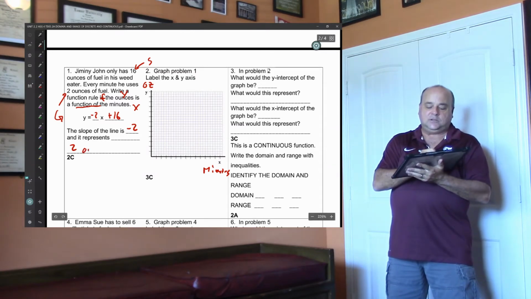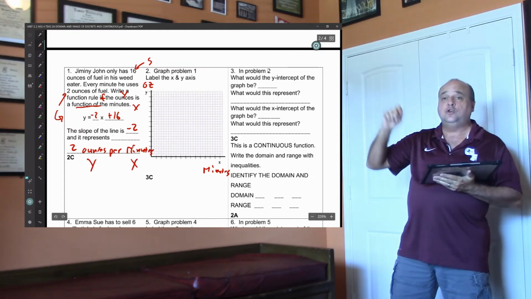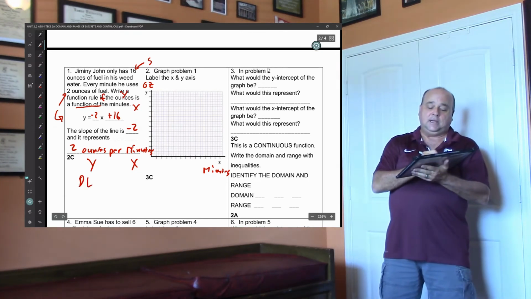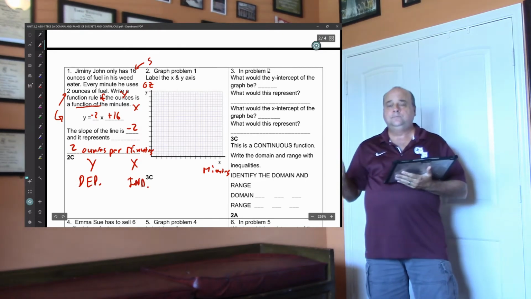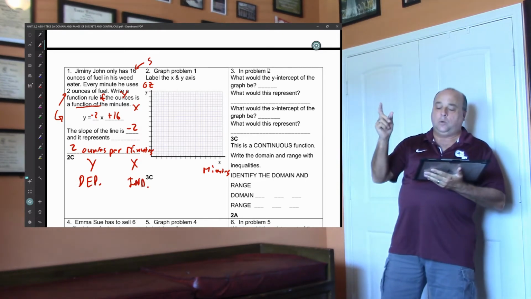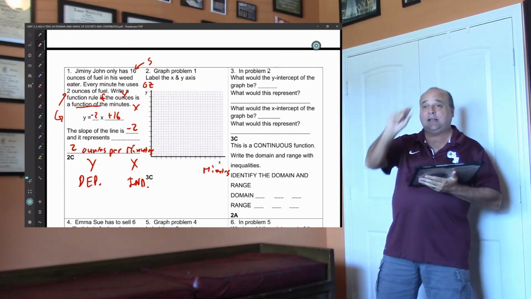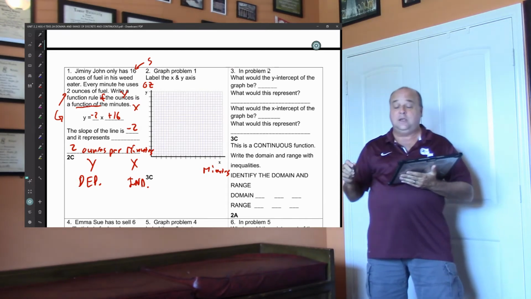Y is ounces, x is minutes, right? So this is my y, this is my x. Those are the 2 words that are on the y and x axis, aren't they? This is also my dependent variable. This is my independent variable, right? Now then, let's go through this. This is just like your star review problems, isn't it? Exactly like that star review on the back page at the top. You're going to do that every week of the year.